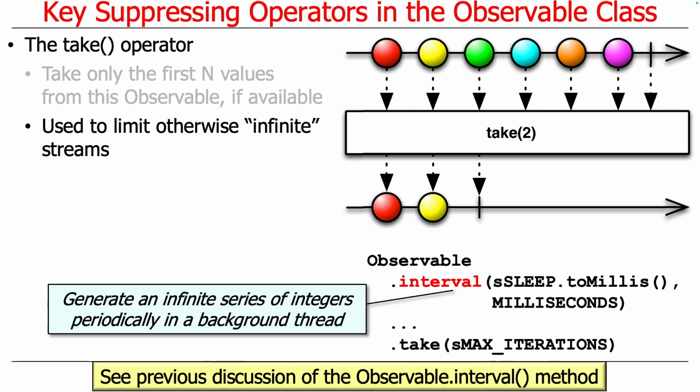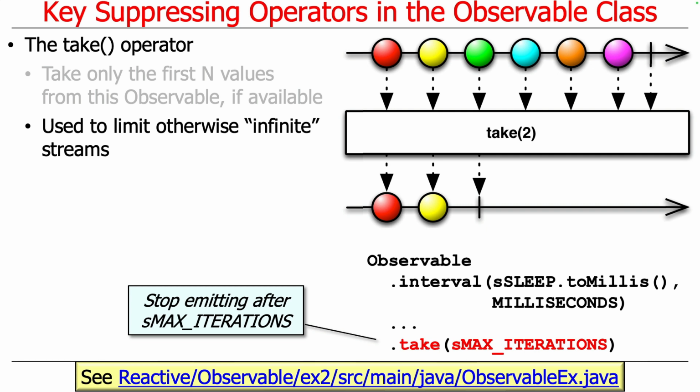So here's a simple example where we're going to generate values starting from, I think it's 0 to infinity, every this many milliseconds. Let's say it's every half a second or whatnot, every 500 milliseconds. And so that'll generate in the background doing that infinitely. And what we want to do here is make sure we don't go on forever. So we're going to stop emitting after S max iteration integers are reached.